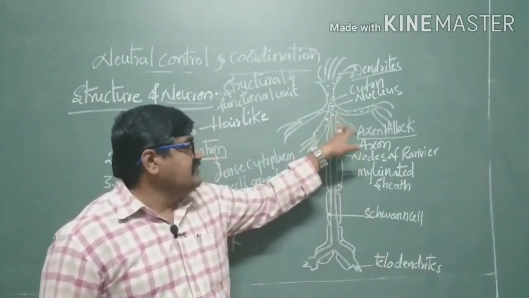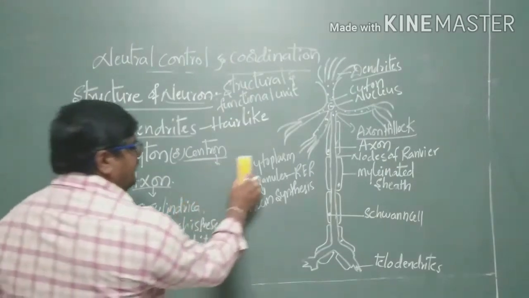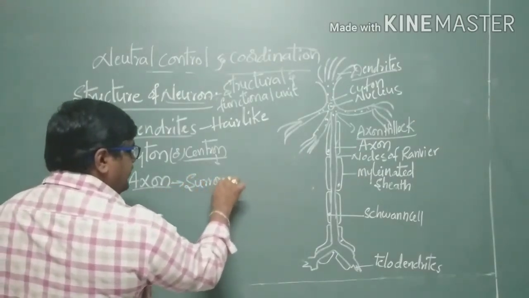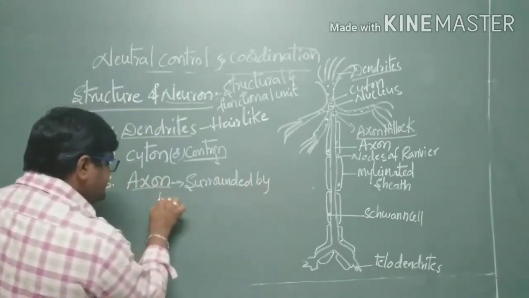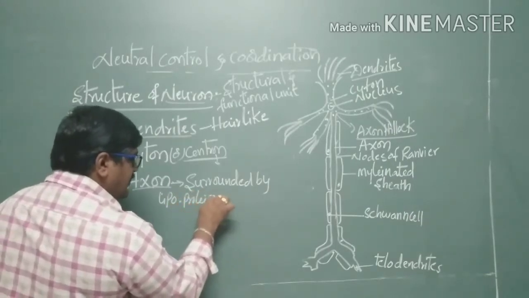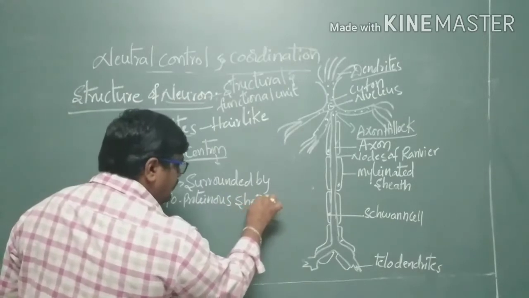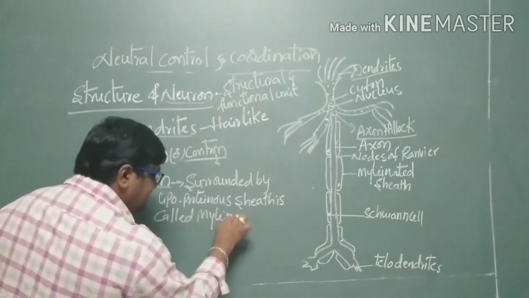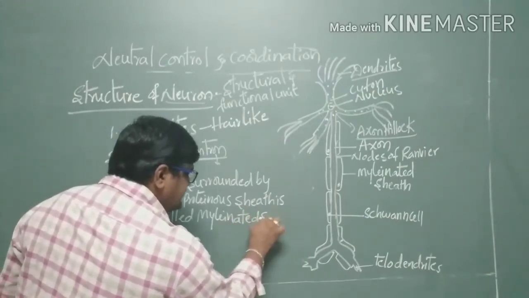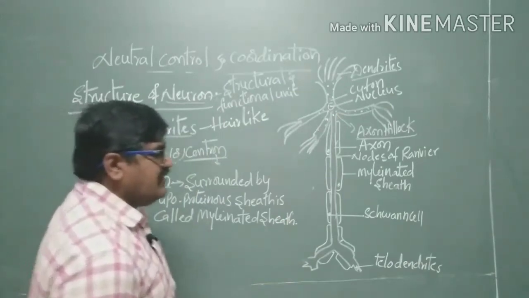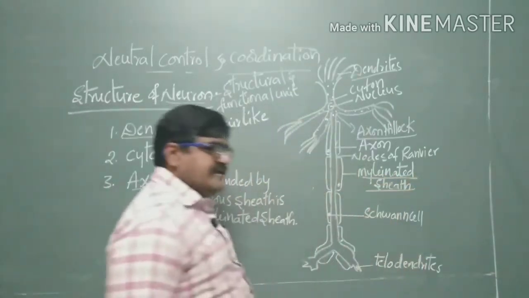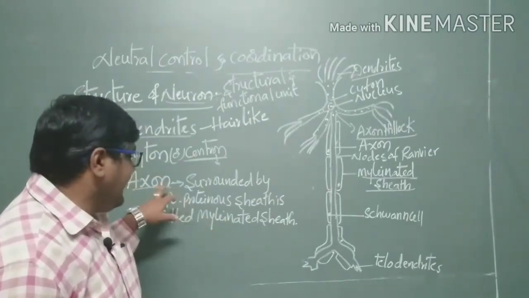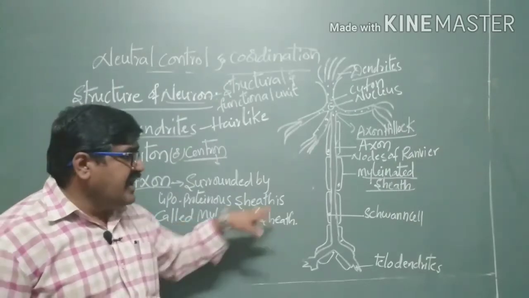The axon is surrounded by a lipoproteinaceous sheath, which is called the myelinated sheath. What is the myelinated sheath? It is a lipoproteinaceous sheath which surrounds the axon. Such a region is called the myelinated sheath.